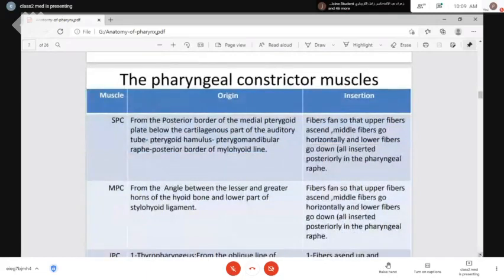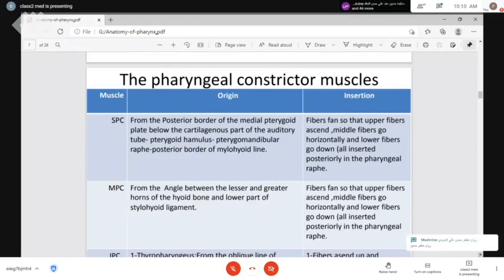The pharyngeal constrictor muscles: superior, middle, and inferior. First, the superior pharyngeal constrictor muscle. The origin is from the posterior border of the medial pterygoid plate below the cartilaginous part of the auditory tube, and the pterygoid hamulus, pterygomandibular raphe, and the posterior end of the mylohyoid line.